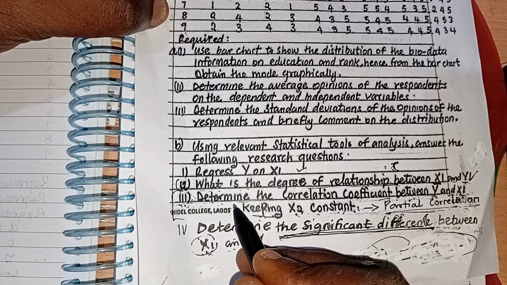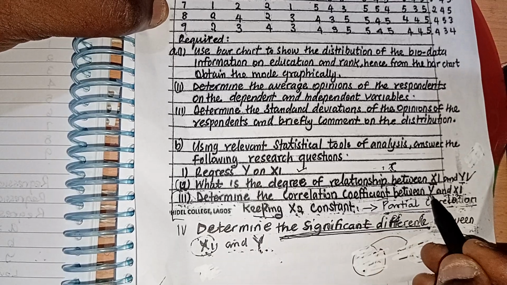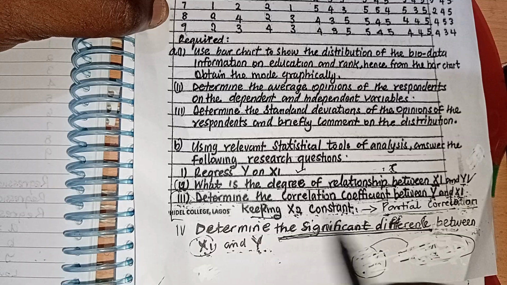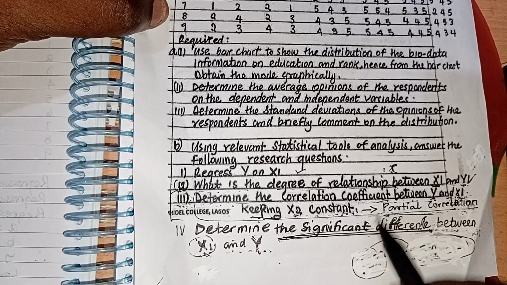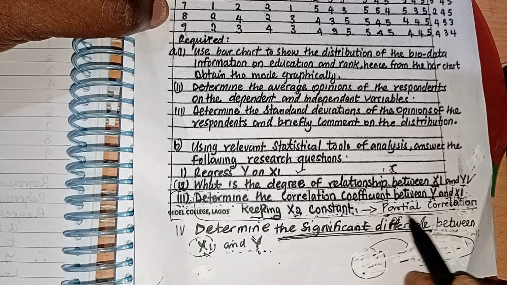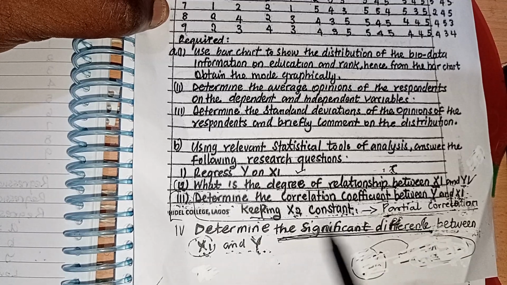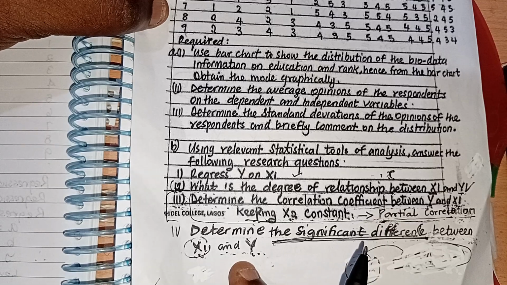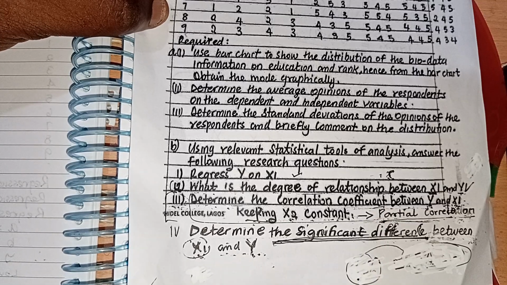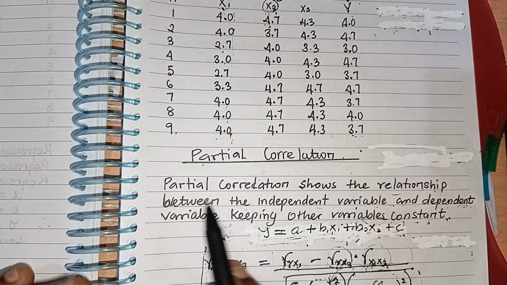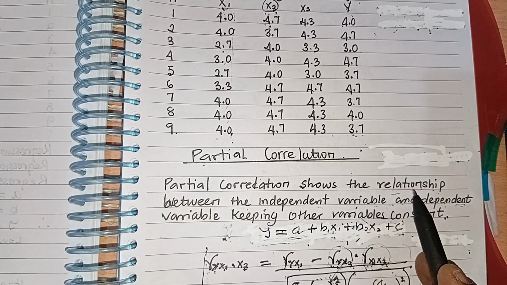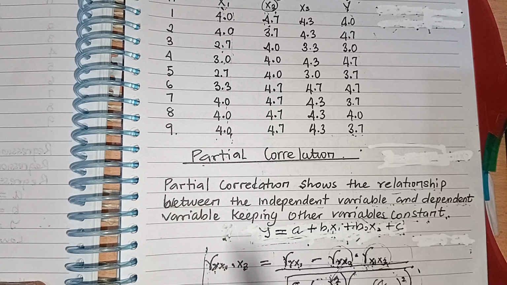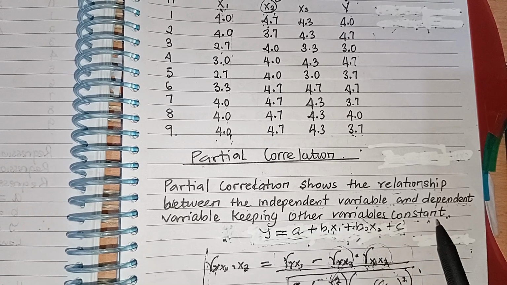The question says, determine the correlation coefficient between y and x1, keeping x2 constant. When you see a statement like this, we are to calculate the partial correlation. In this video, we are going to bring conclusion to this question. So, on a quick one, what is partial correlation? Partial correlation shows the relationship between the independent variables and dependent variable, keeping other variables constant.